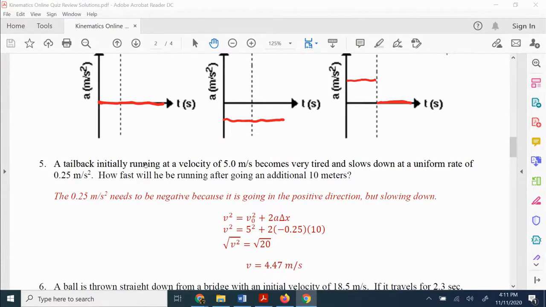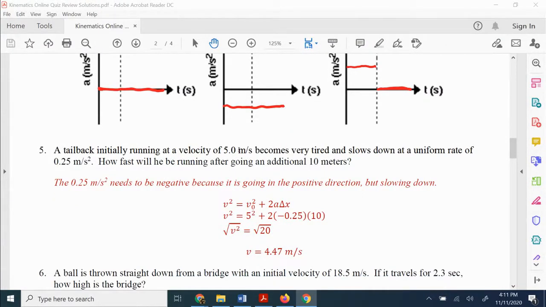We have a tailback initially running at a velocity of 5 meters per second. So that's going to be V naught. He becomes very tired and slows down at a uniform rate of negative 0.25 meters per second squared. How fast will he be running after he goes an additional 10 meters? So this needs to be negative because we're traveling in the positive direction, but we're slowing down. So you got to put a negative sign on that 0.25, that acceleration.